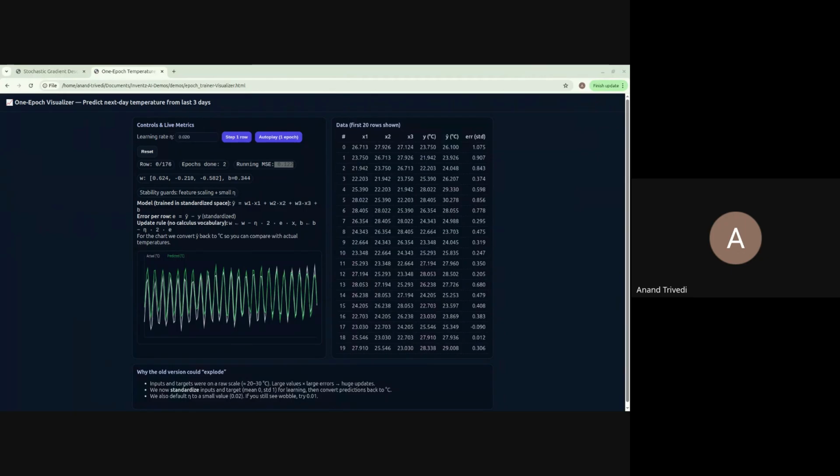Hey Anand, one quick question about learning rate. Since learning rate is directly proportional to the error, right? No, learning rate is not directly proportional to error. It is basically the rate at which the error will be updated to the weights.